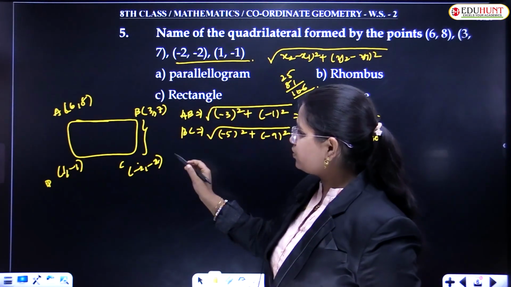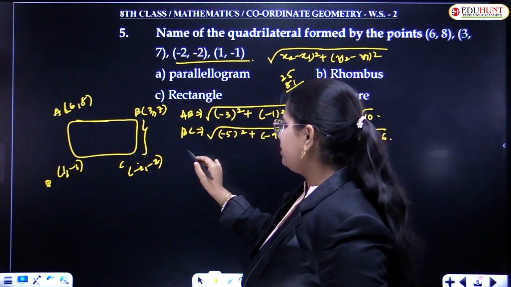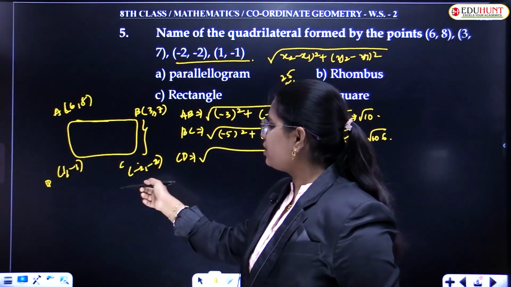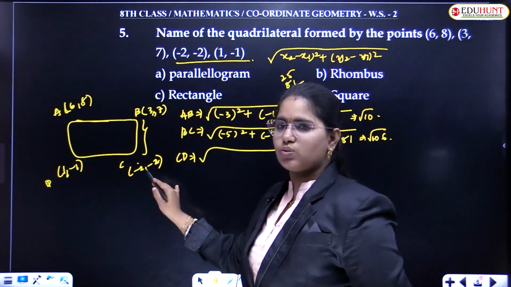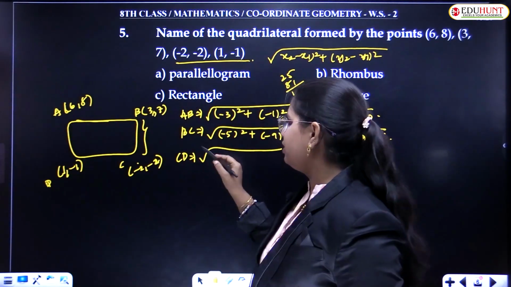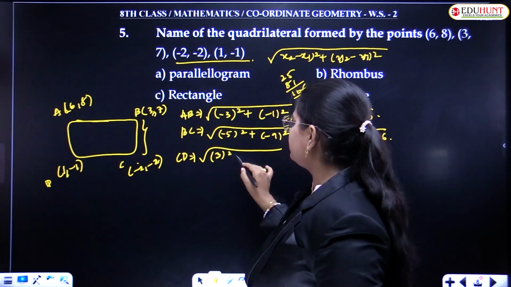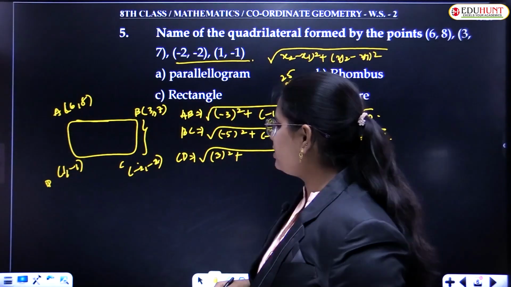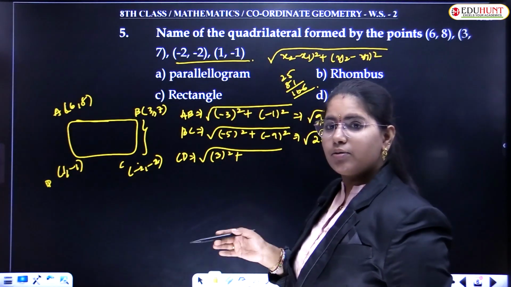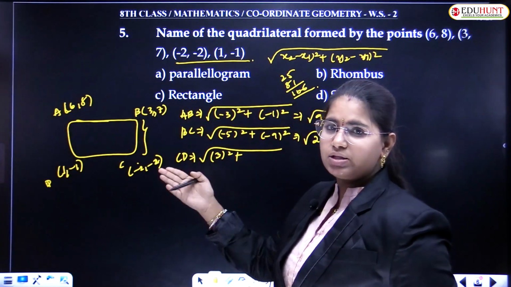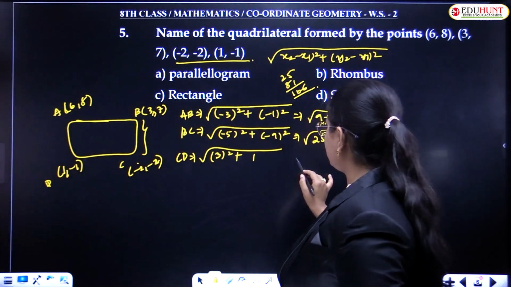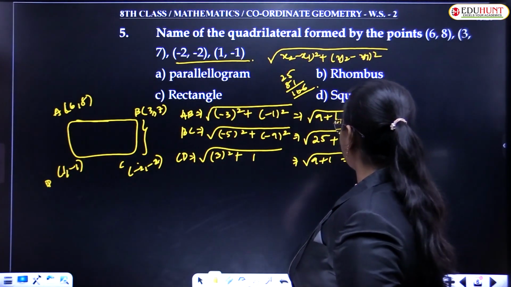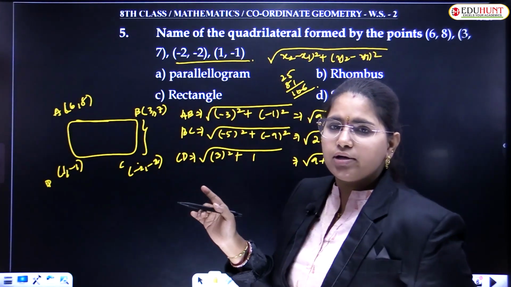Yes or no? Next we will calculate the length of CD. What is the value of the length of CD? Calculate here: x2 minus x1, 1 minus of minus 2 is 1 plus 2, which is 3, and this is 3 square, plus minus 1 plus 2, which is plus 1. Plus 1 whole square is as usual 1. So this becomes 9 plus 1, and the length of CD is also root 10.